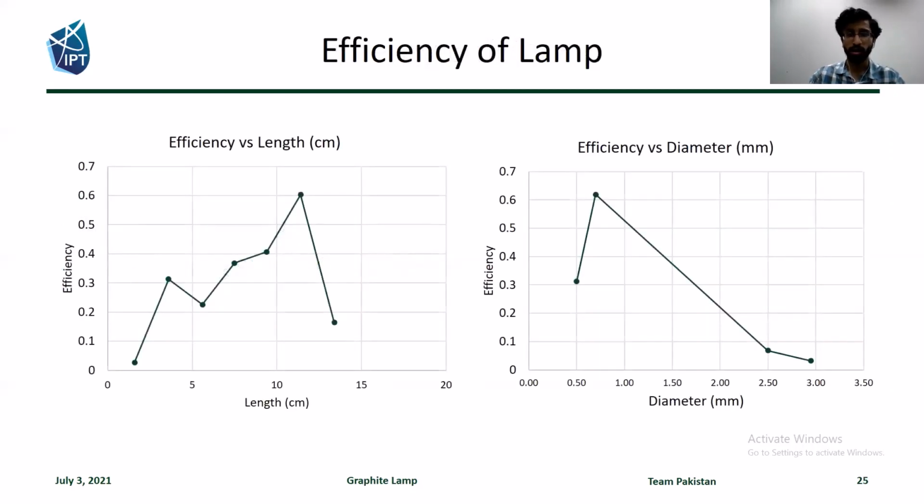And just to include the variation part as well, for efficiency versus length, you can clearly see that this point is 11.4 centimeter. This coincides with the maximum efficiency of the lamp since it had a higher glow, and 0.7 millimeter has a higher efficiency in terms of diameter, as evident from the previous results that I already mentioned.